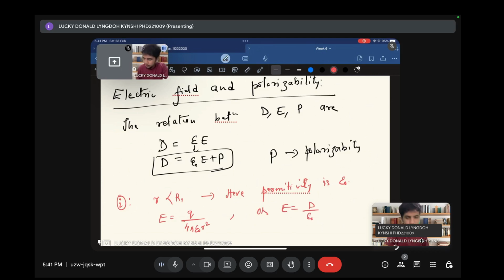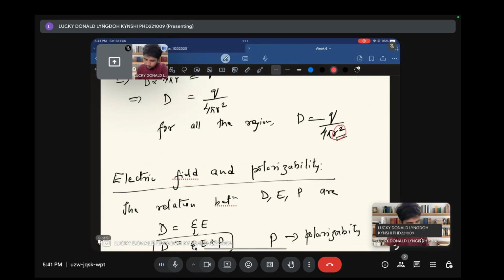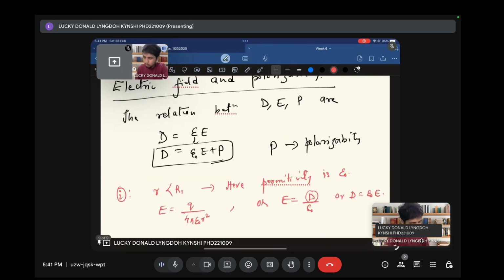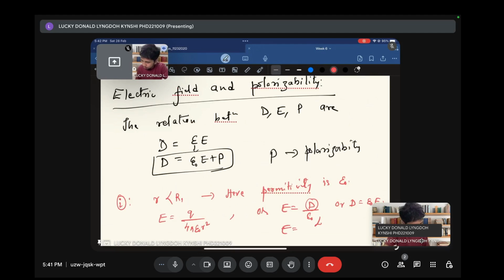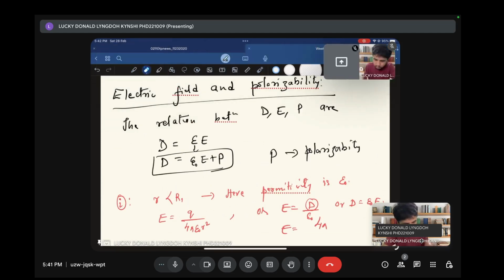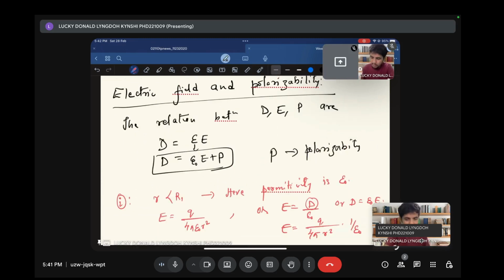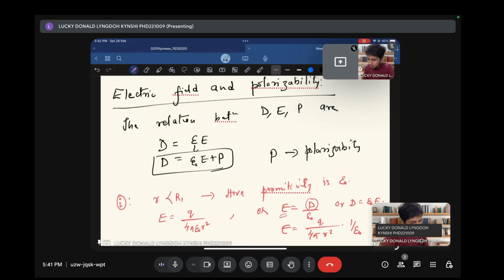In vacuum this equation is valid, D is equal to epsilon naught E. So you know the value of D from this equation, q divided by 4 pi r square. So E is equal to q divided by 4 pi r square into 1 divided by epsilon naught. So you get electric field is equal to 1 divided by 4 pi epsilon naught r square. That is how you can easily calculate the electric field in vacuum, knowing the electric displacement vector.